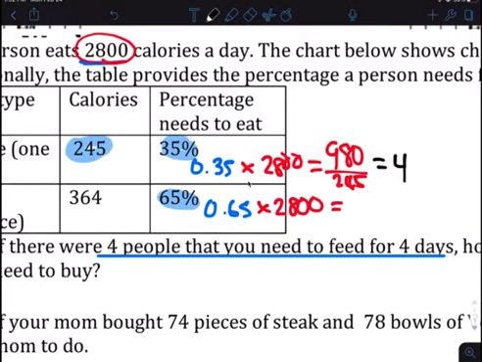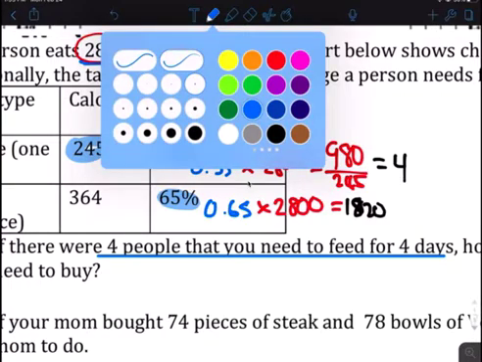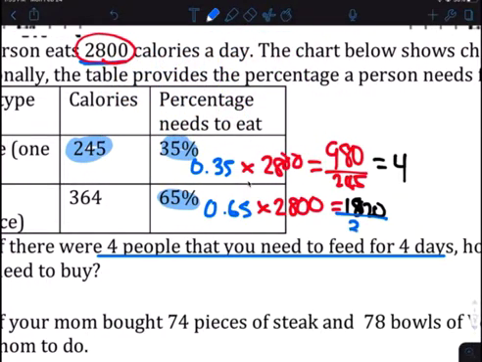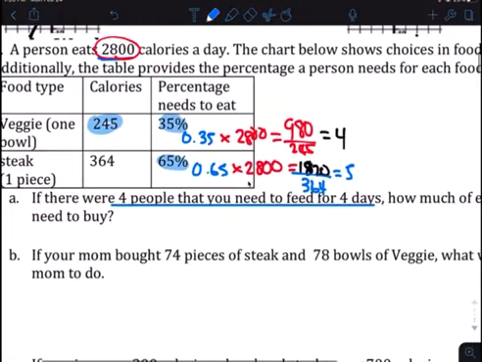And 0.65 times 2,800 equals 1,820. Divide that by 364. You get 5.